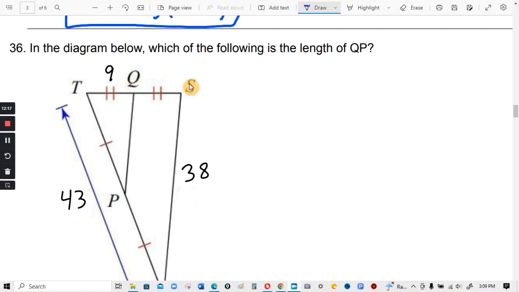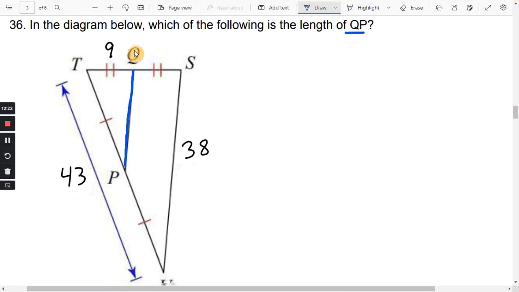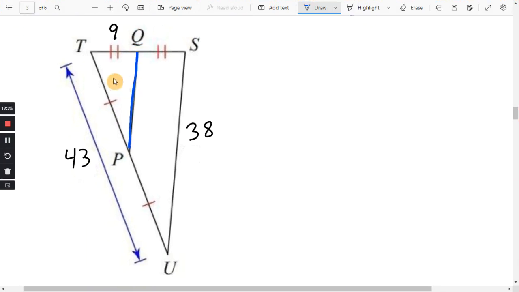All right, this one here, we're looking to find QP. So we're looking to find this length right here. Now notice these two congruent sides. This is a midpoint. And these two congruent sides. This is a midpoint. When it goes from midpoint to midpoint, that's going to be a mid-segment.